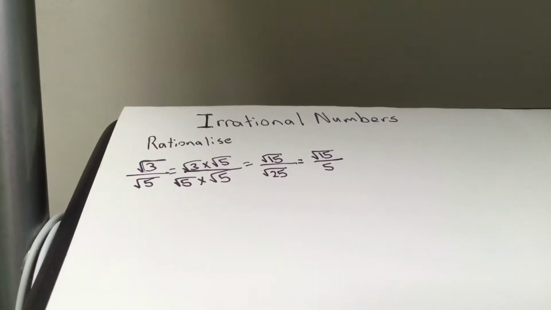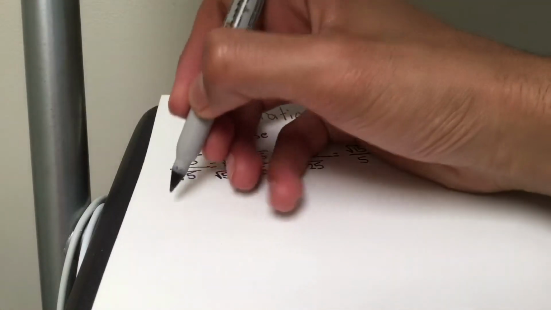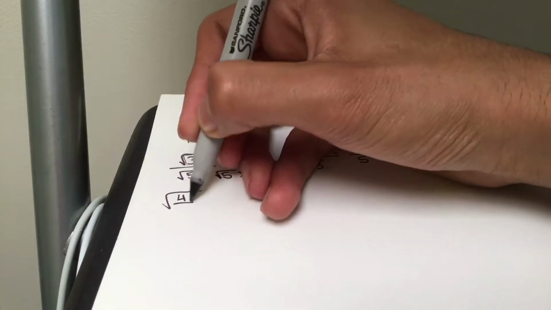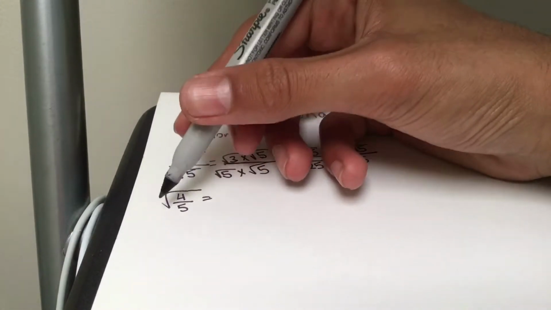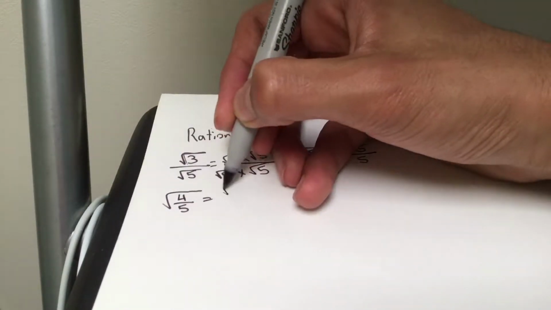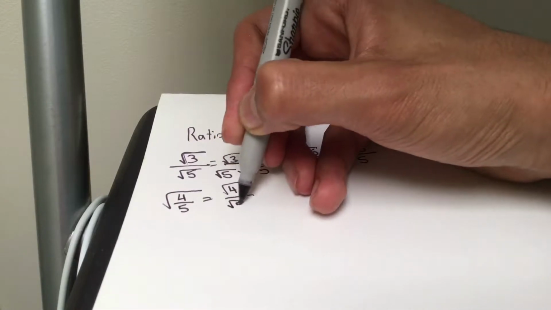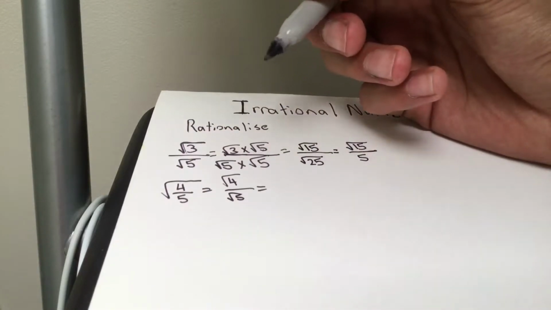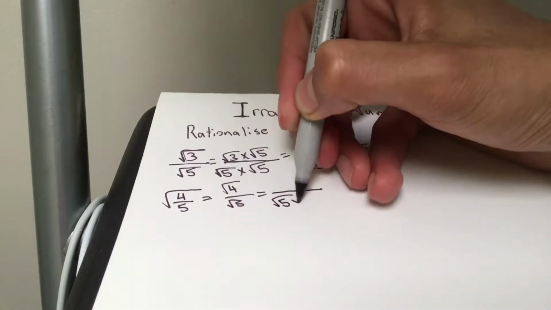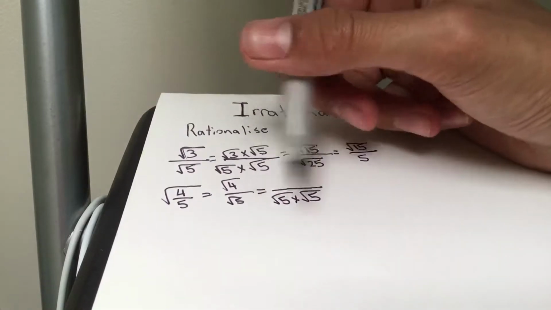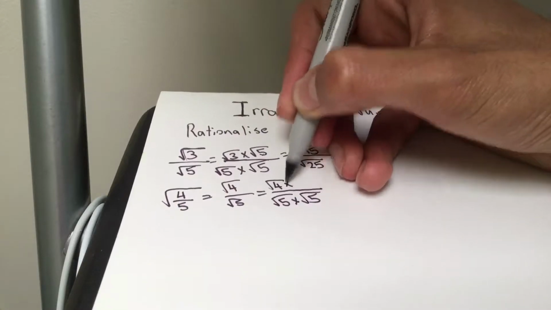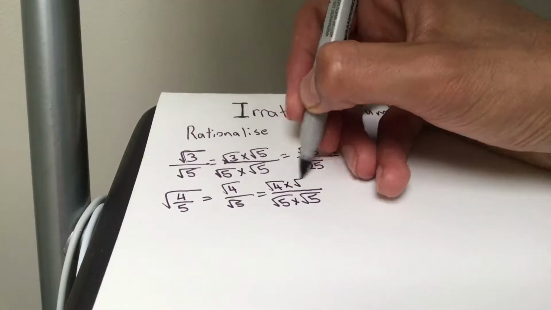Okay, so now let's move on to another question. Let's do square root 4 over 5. If you see a big square root covering both the top and bottom numbers, you can rewrite it as square root 4 over square root 5. Basically, using the same method, we need to get rid of the radical sign. So we're going to times it by the same number, and as we've done it to the denominator, we're going to do it to square root 4.